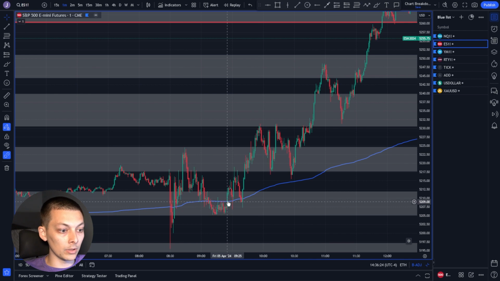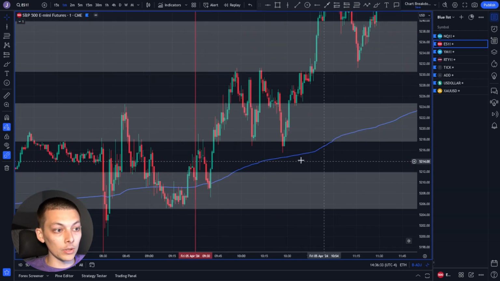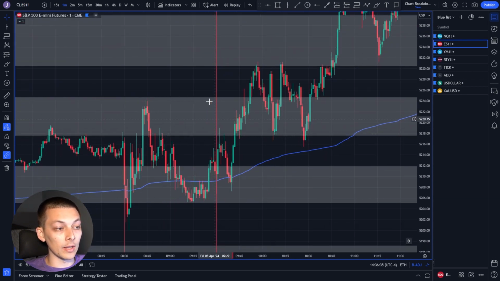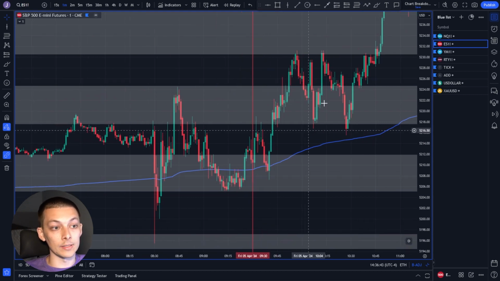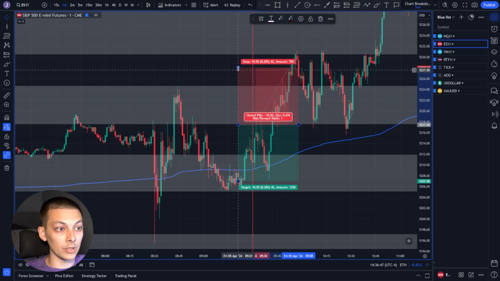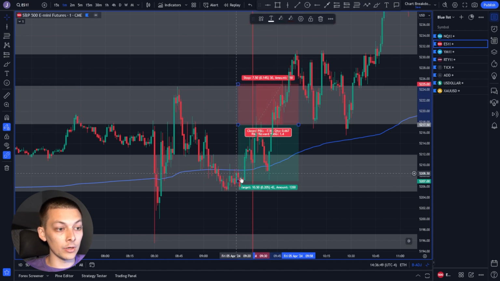Let's find the open. 9:30 open. So this was our pre-market level of resistance. This was the news move down and then back up that touched into this level. I actually took a stab short at this level. So I set up the trade with my entry here, my stop just above here.